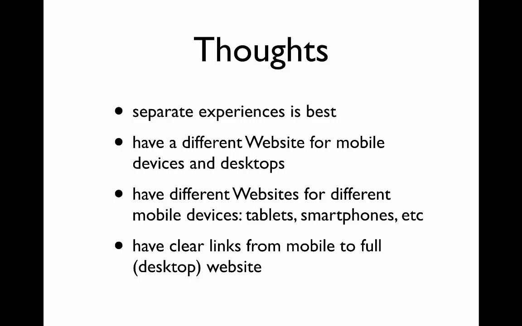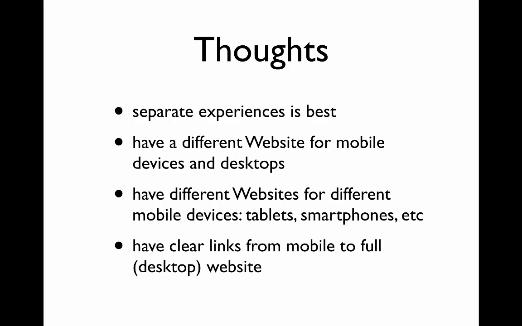So on a desktop website, you allow users to do particular tasks. On a mobile website, you also allow users to do particular tasks. And some tasks could be the same as what you would expect to be able to do through the desktop website. So you may have a different website for mobile devices and desktops. And even for different types of mobile devices, you might have different websites: tablets, smartphones, and so on. Even for smart watches, for instance, in the future.